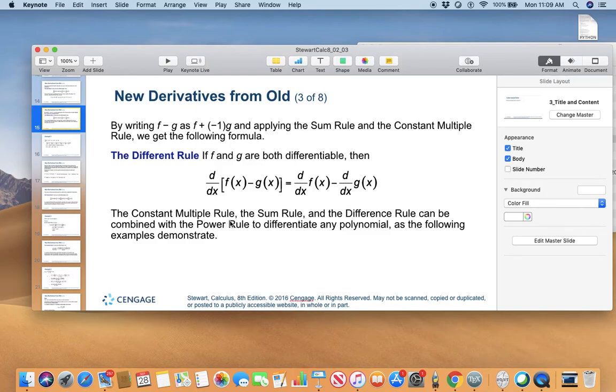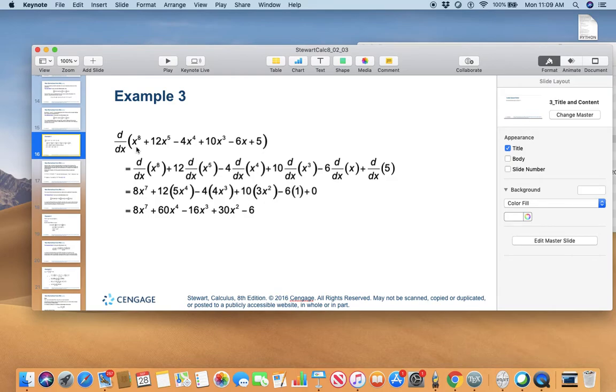Constant multiple rule, the sum rule, difference rule can be combined with the power rule to differentiate any polynomial. Here is an example. That's a polynomial. Find the derivative. What did we just say? If we have plus or minuses, you can simply split along the pluses and minuses and find the derivative of each piece.